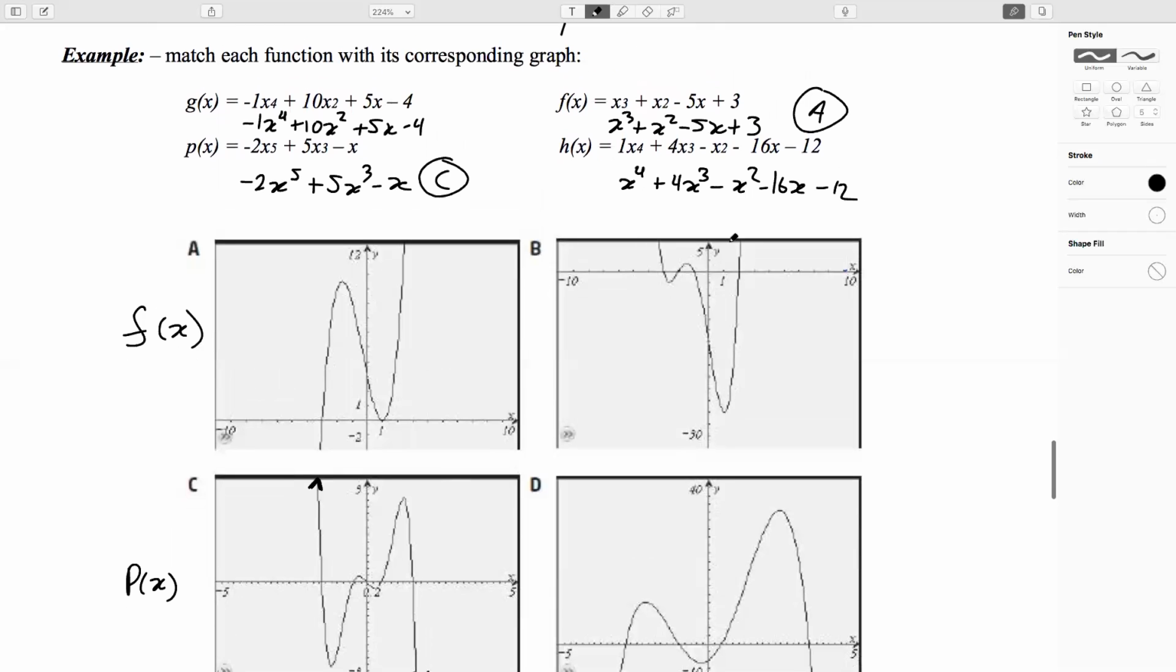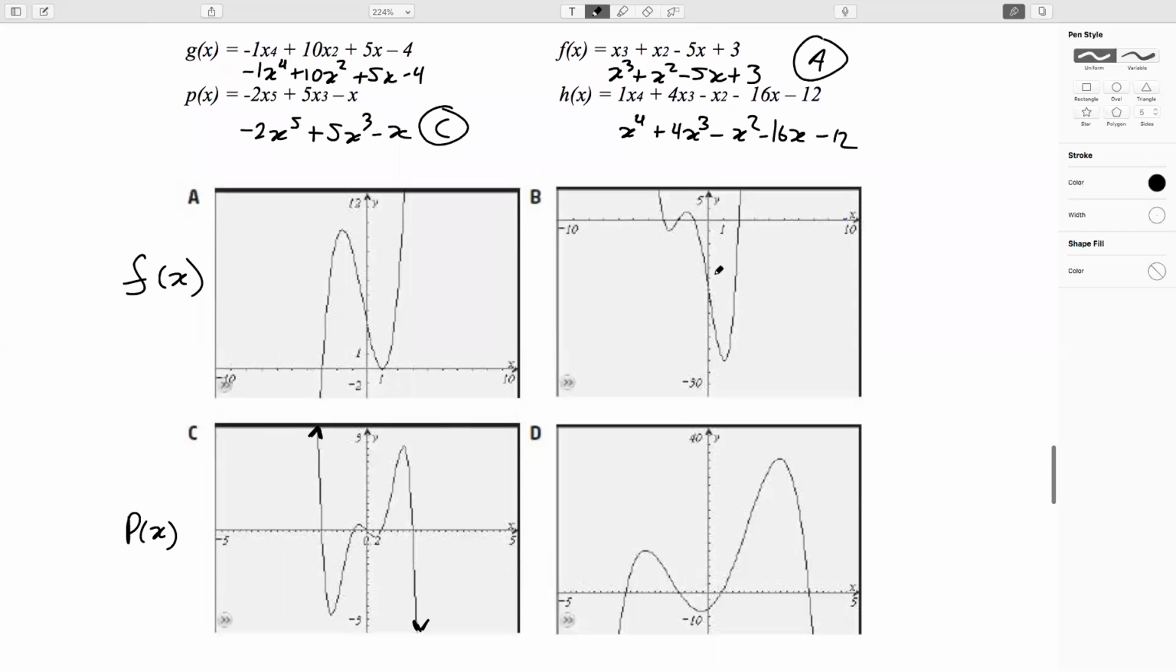So now I have to decide which of these is g and which of these is h. They're both quartic functions. I know that because they have the same end behavior and they have 1, 2, 3 changes in direction. But I don't know which one's which. So I need to use some other clues. We could use the constants, I suppose. H of x should have a y-intercept of -12, and g of x should have a y-intercept of -4.